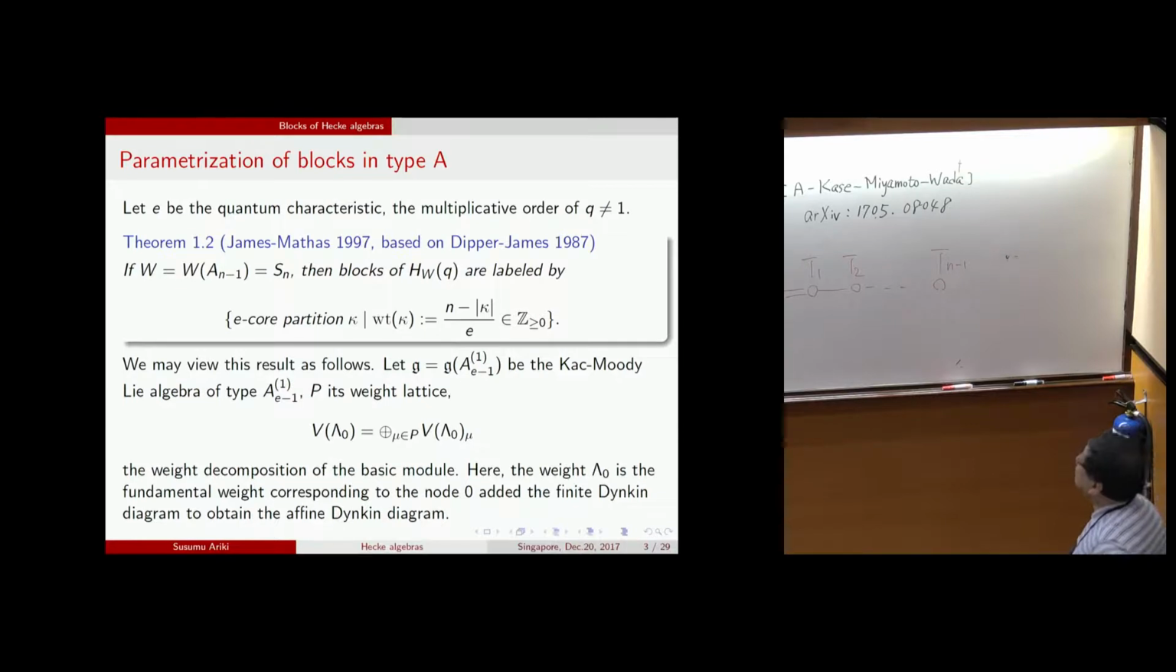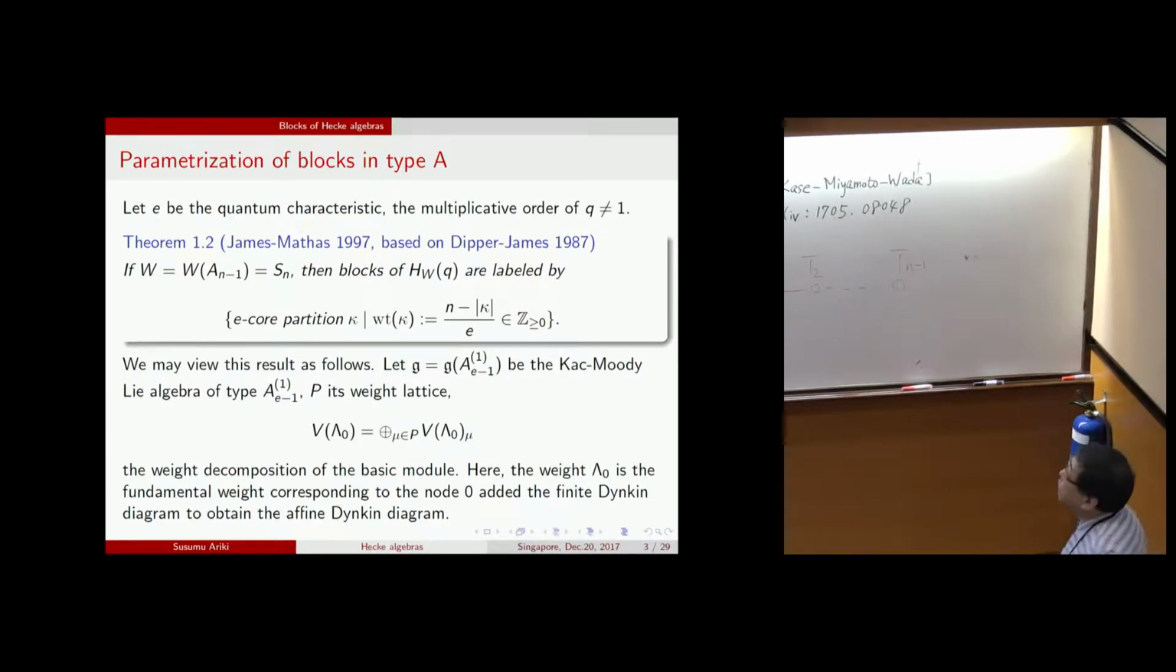And now I would like to say something about the representation type of Bloch algebra, Hecke algebra. So I start with the parameterization of blocks. And in type A, it is a classical result. So let E be the quantum characteristic. Since we assume Q is not equal to 1, this is just the multiplicative order of Q in the field K.